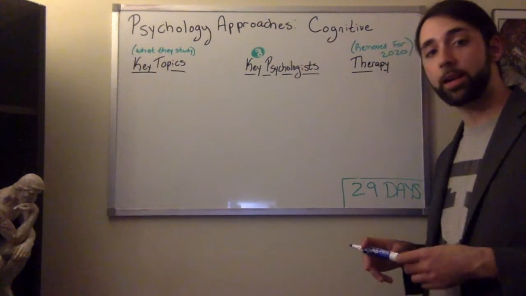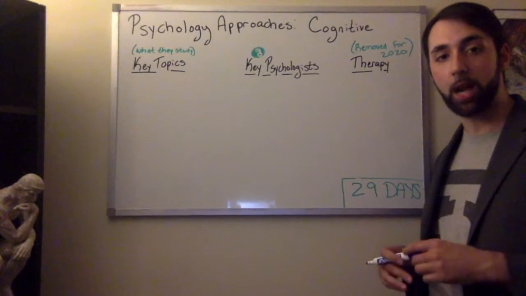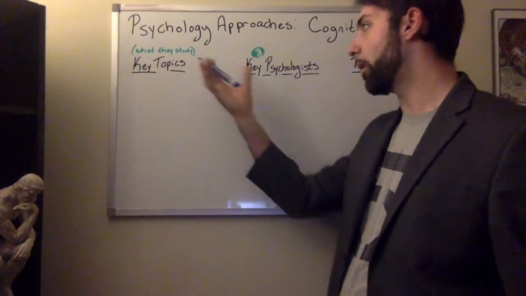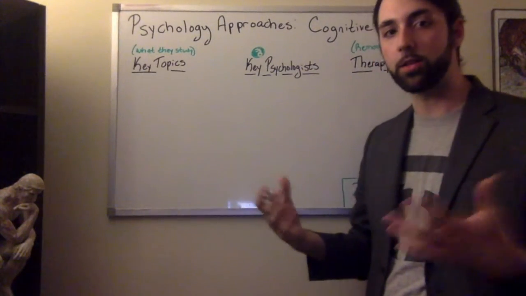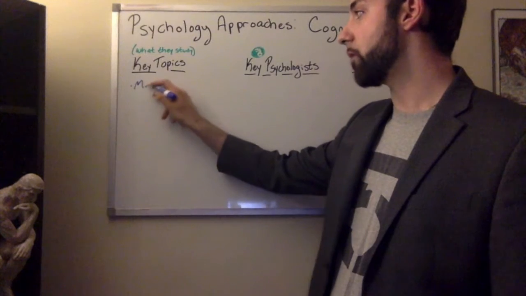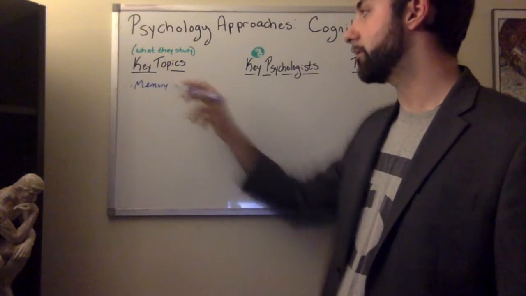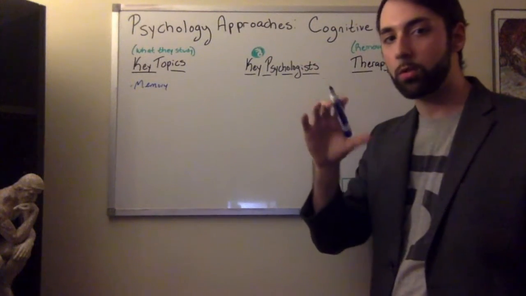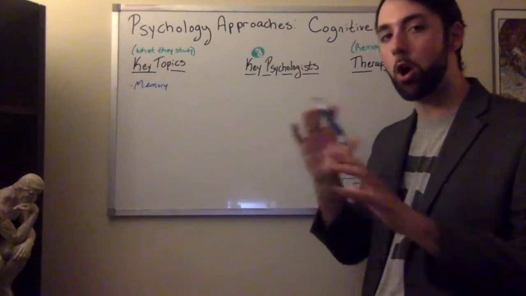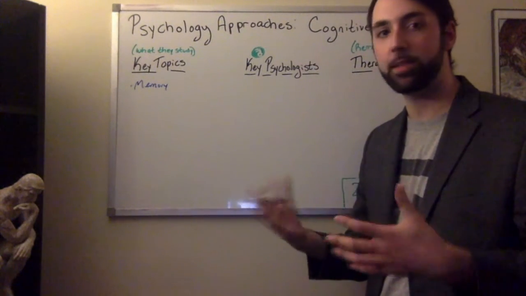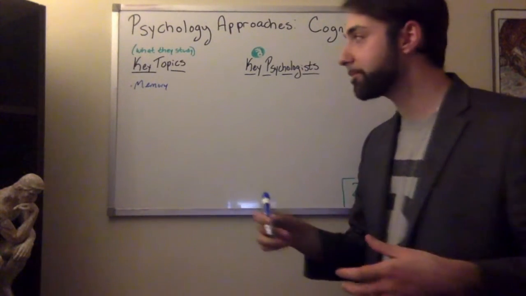So we're going to start with cognitive, which was the name of our first unit, cognitive psychology. All the way to the left, I have key topics, meaning what they study, what a cognitive psychologist would study. The first big topic from that unit was memory. So whether that's the limit of short-term memory, whether that's just the encoding, storage, retrieval process, whether that's all of the various things that influence memory, like Elizabeth Loftus's study on the misinformation effect.